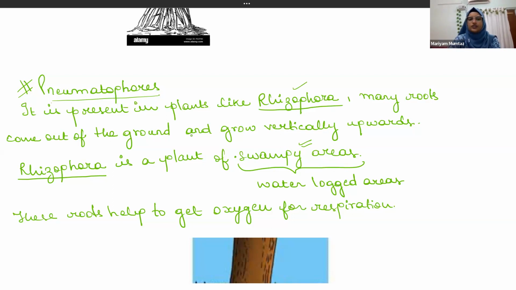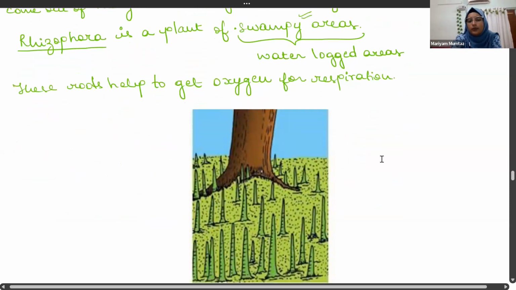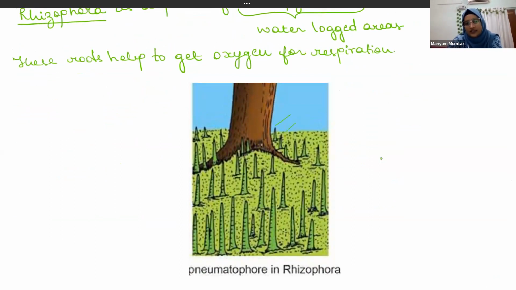Okay, Rhizophora. So what happens? These pneumatophores are present in plants like Rhizophora. Since these plants grow in areas where there is a lot of waterlogging, known as swampy area, many roots come out of the ground and grow vertically upwards. Look at the diagram on the screen. See, all of these structures that you see look like thorns or something poking out of the ground, isn't it? All of these structures are roots of the plant. And do you see this green thing? This thing.